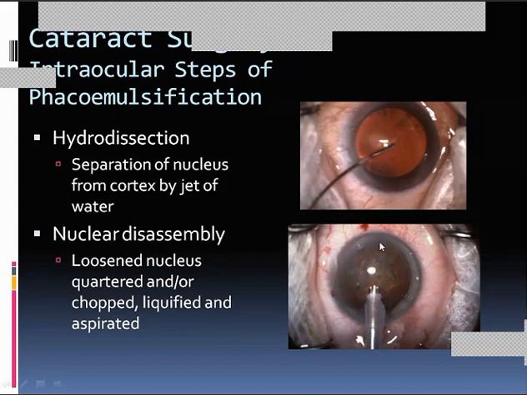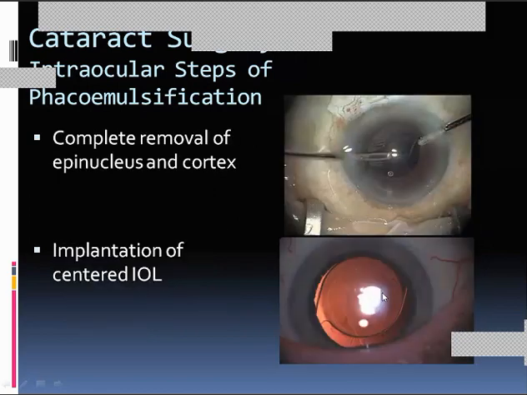This is the phaco probe. And then complete removal of the epinucleus should be done. Otherwise, there are chances of IOP rise leading to secondary glaucoma after the cataract surgery. Then, after the complete removal of the epinucleus and the cortex, what we have to do is then implant the IOL like this. Okay.